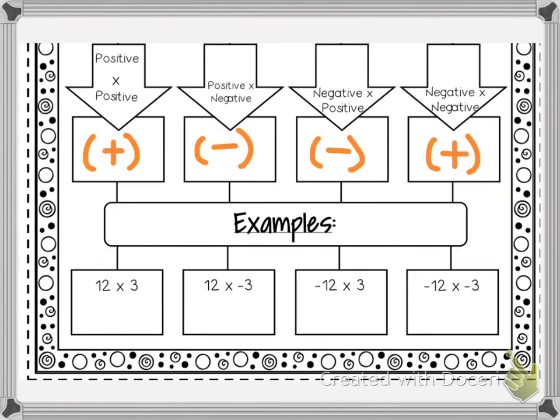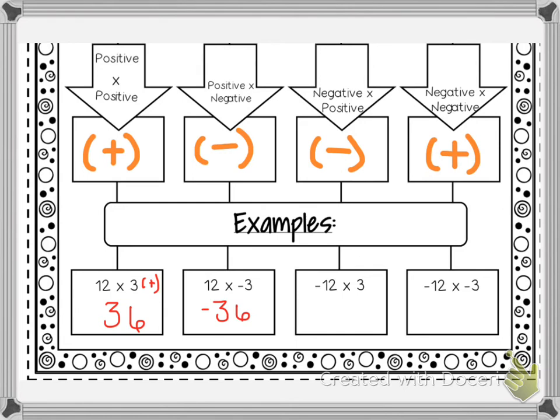So let's look at our examples. 12 times 3. We have 2 positive numbers, so I automatically know that my answer is going to be positive. 12 times 3 is 36. This time I have 12 times negative 3. Is my outcome going to be positive or negative? Negative. 12 times negative 3 is negative 36.